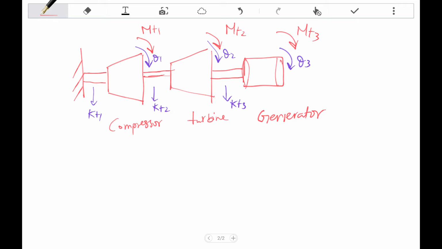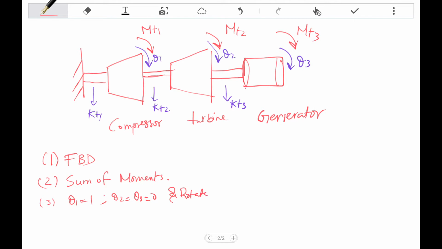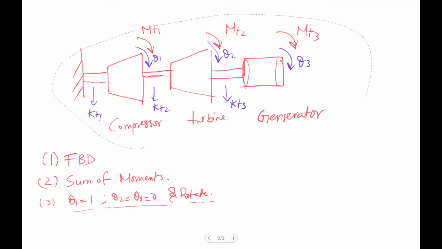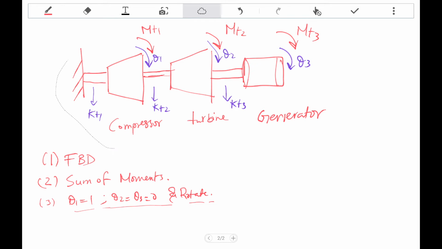Alright, so first things first, to find your stiffness matrix, you always have to draw the free body diagram. So the first step is the free body diagram. The second step is, usually for a translational system we use the sum of forces, but here we're going to use the sum of moments because it's a torsional system. And then number 3, theta 1 equals 1, theta 2 equals theta 3 equals 0, and rotate. I'll tell you what I mean by this in a second. Let's draw the free body diagram. We're going to go to a new page here.